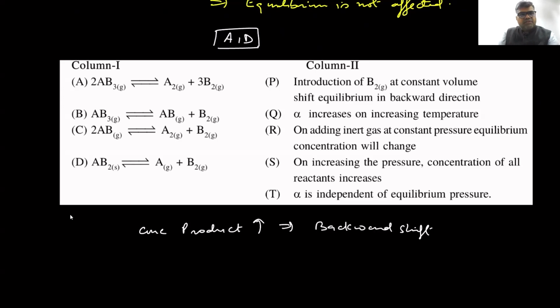That means option P is for all, correct? Second one is given: alpha increases on increasing temperature.